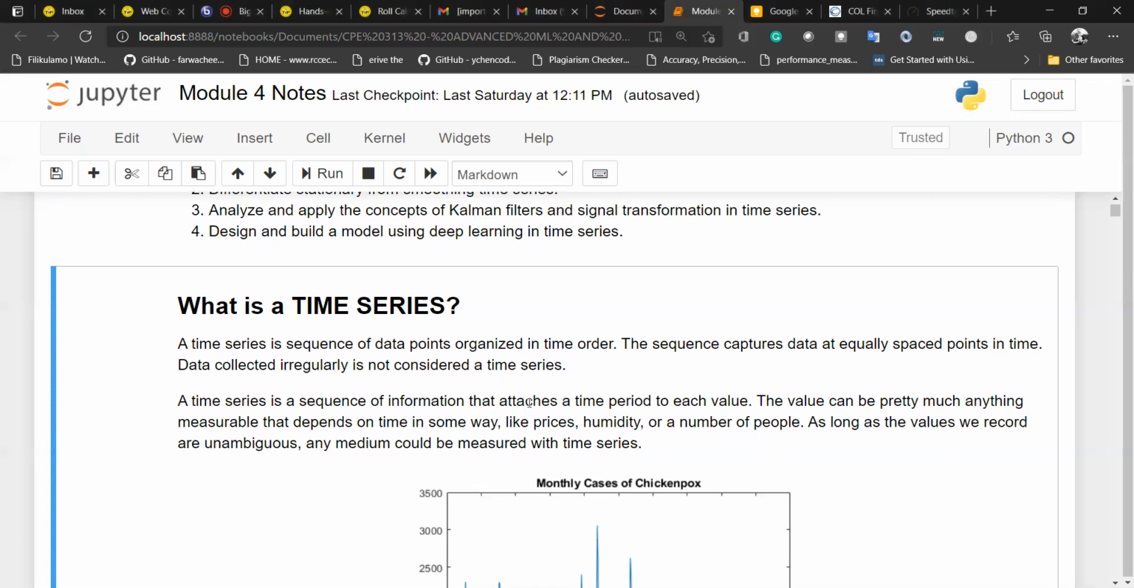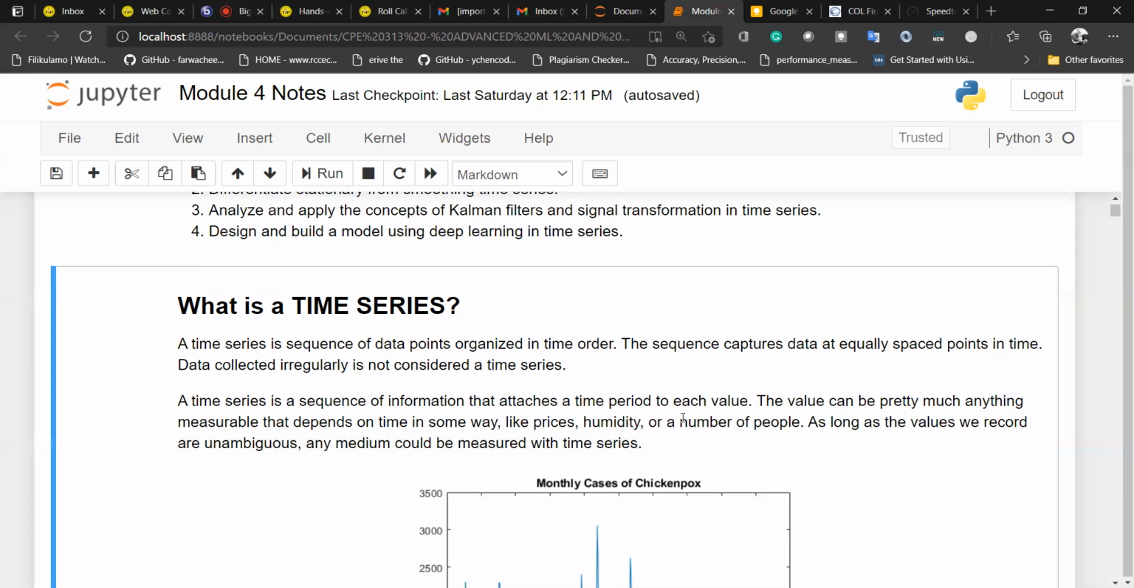Data that are collected, for example, irregularly cannot be considered a time series. So we can only tell that it is a time series if the data are collected regularly. It can be either per second, per minute, and so on. Okay. Now, a time series is a sequence of information.